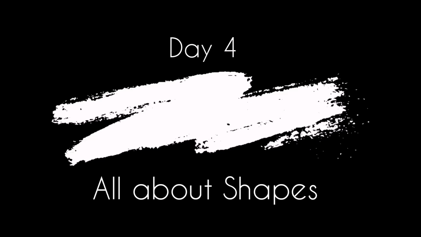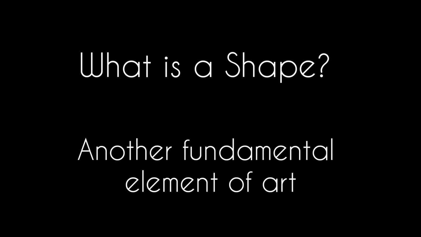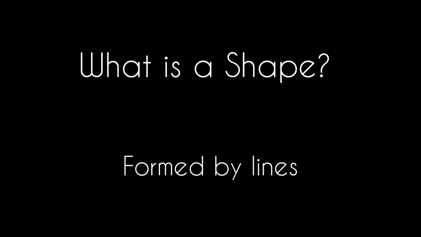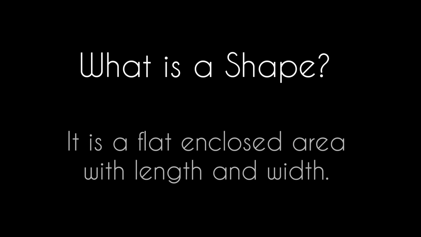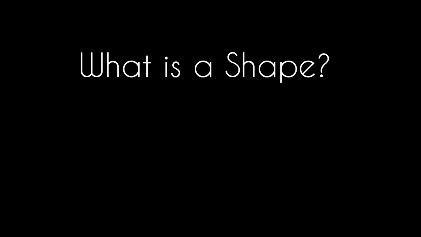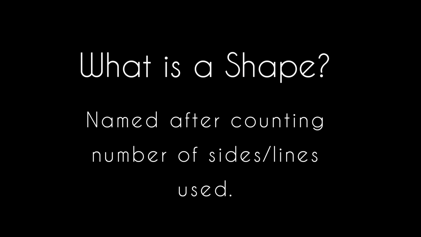Hello dears. So today we are going to look into another element of art that is called the shape. Shape you already know, but let us discuss what a shape is. As we already said before, a shape is flat, like 2D, and in an enclosed area, a closed space having a particular length and width. Basically it's an enclosed area and it is named after the number of sides as well.